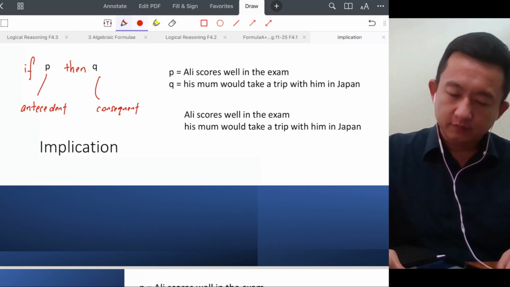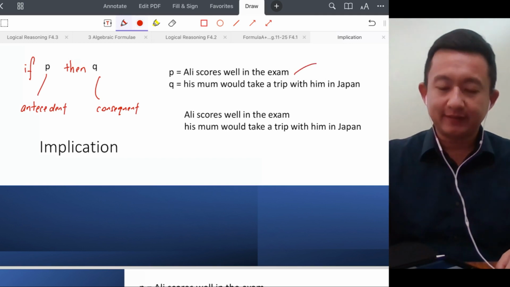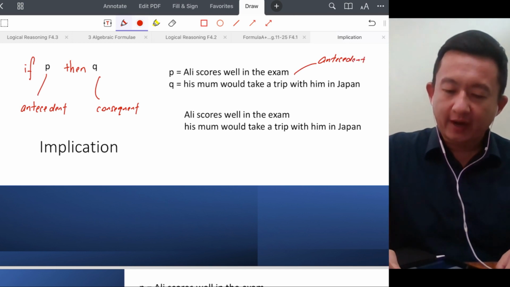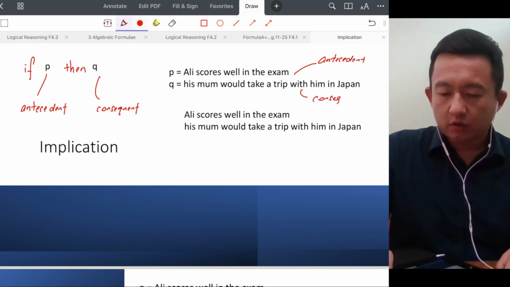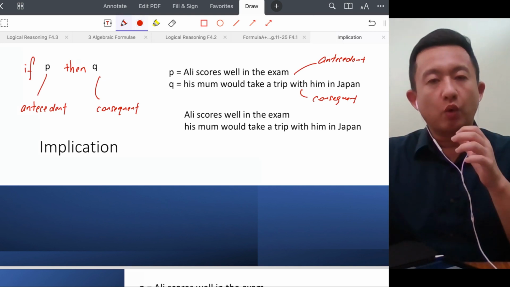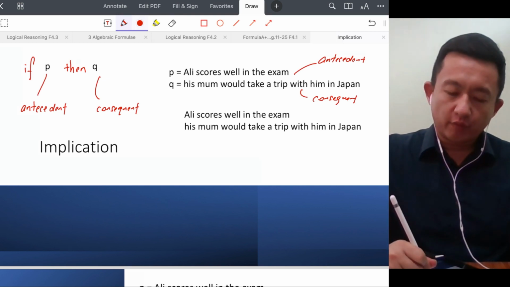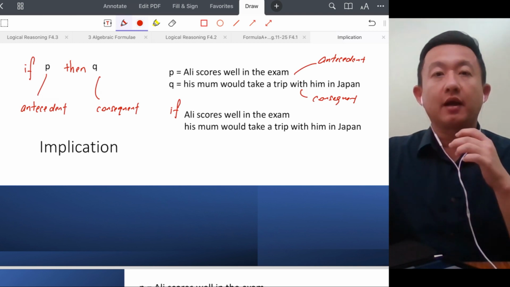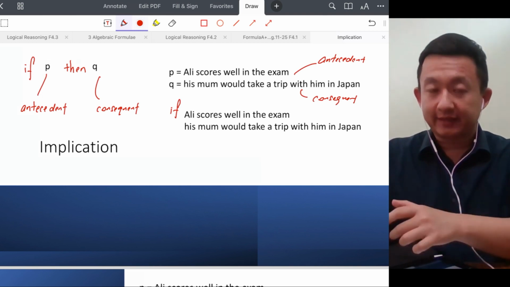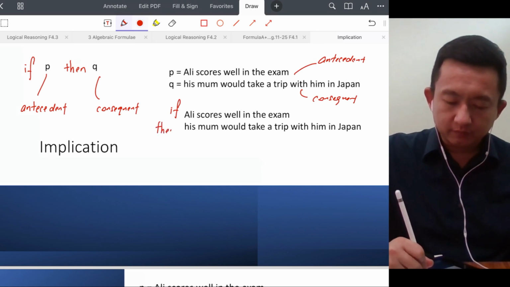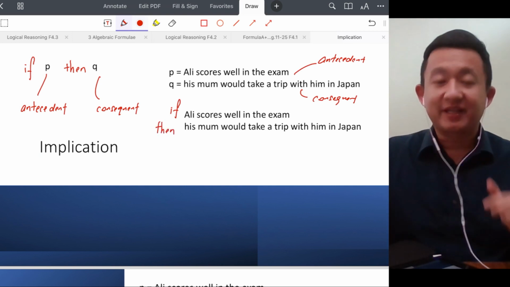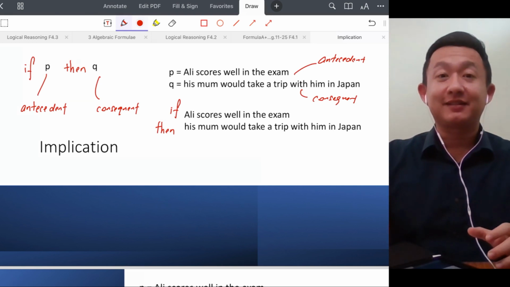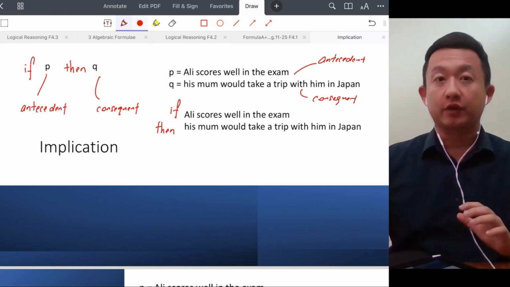For instance, P, this is your antecedent, and this is your consequence. So when we want to write an implication, we will write: if Ali, in this case, a person, scores well in the exam, then his mom will take a trip with him in Japan. So if and then: if antecedent, followed by then consequent.